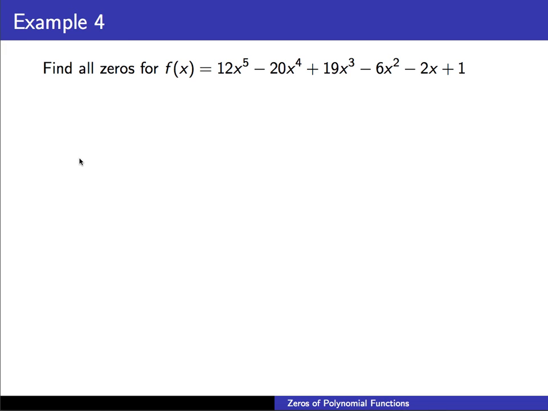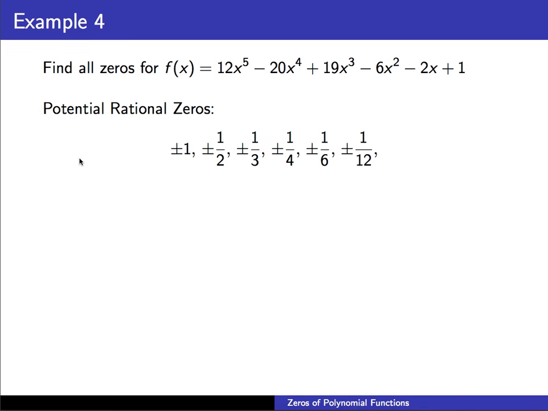So we're going to find all the zeros for our function 12x to the fifth minus 20x to the fourth plus 19x cubed minus 6x squared minus 2x plus 1. Wow, that's a mouthful. So let's start by listing the potential rational zeros. So all the factors of 1 over all the factors of 12, and we'll put pluses and minuses in front of them. So we have 1, a half, a third, a quarter, a sixth, and a 12th, all with pluses or minuses. So let's see, this is 1, 2, 3, 4, 5, 6. There's 12 possible rational zeros. So don't forget the positive and negative for each.